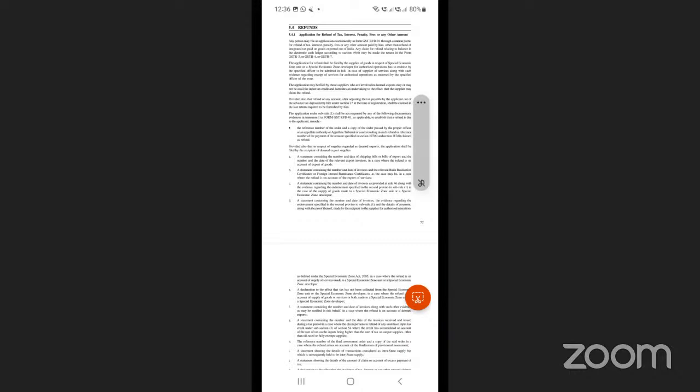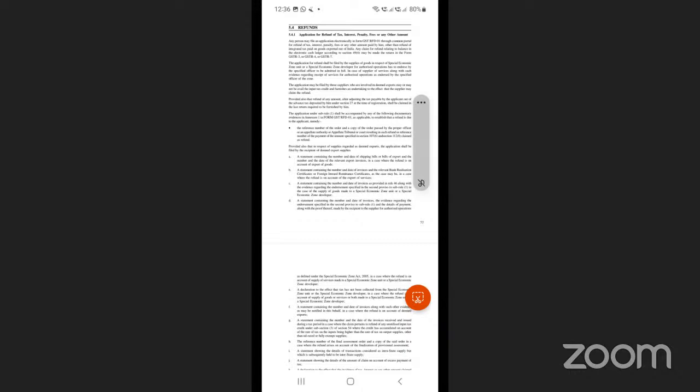Whereas in case of services, if you take exported services into account, then you have to attach along with the refund claim the number and the date of the invoice, the relevant bank realization certificate, and the foreign inward remittance certificate. These are the things which are supposed to be attached along with the form.